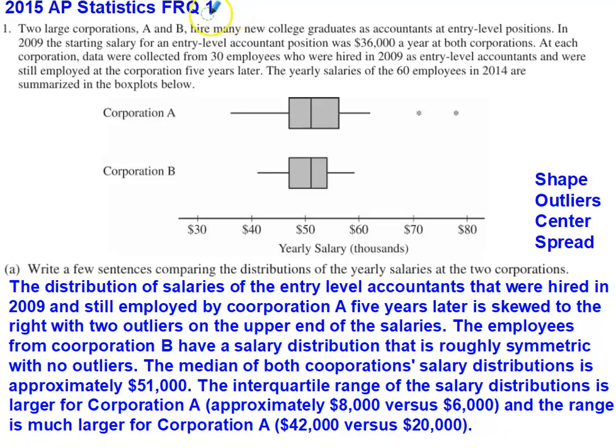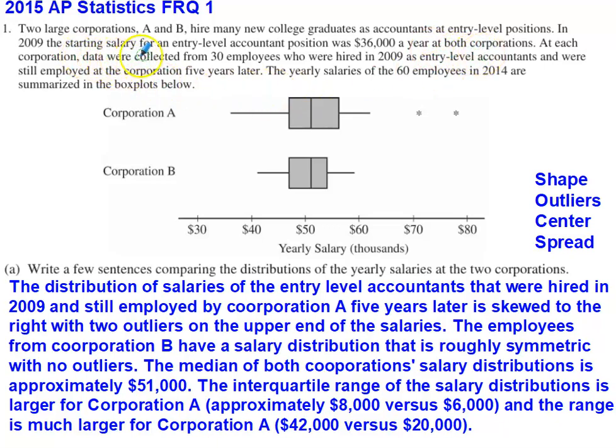So here's an AP Stats problem from 2015. This is FRQ number 1 from 2015. And the problem tells us that we've got two large corporations, A and B. They hire many college graduates as accountants at entry-level positions. In 2009, the starting salary for an entry-level accountant position was $36,000 at both corporations.